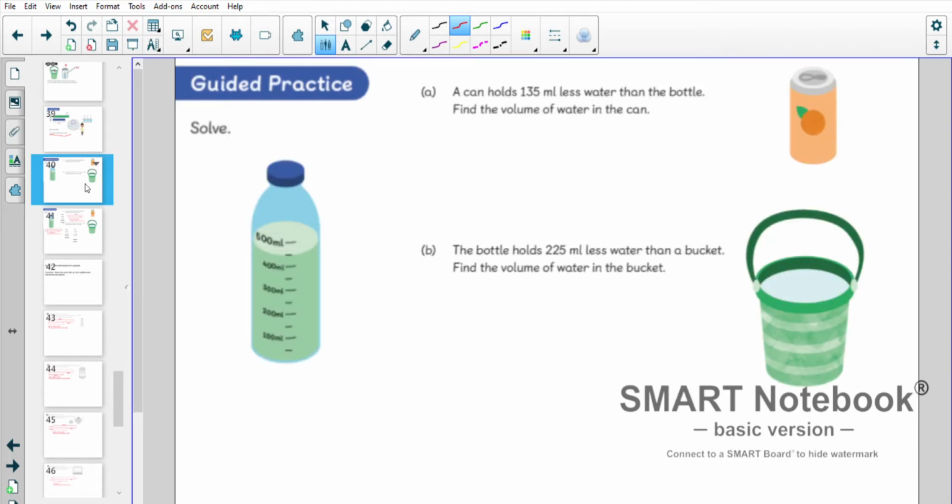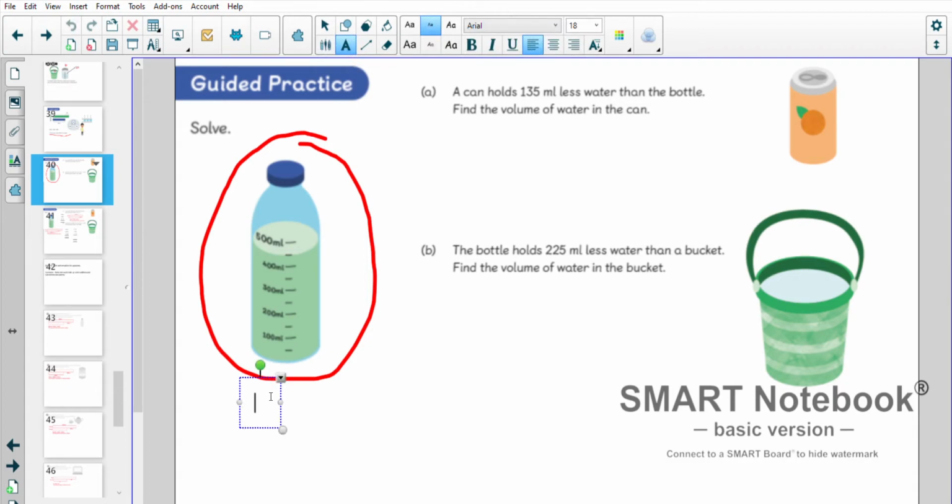Now, your guided practice today is looking at this bottle here. It first wants you to find the volume of liquid in the bottle. It's in between 400 and 500. What's halfway between 400 and 500? Who's got it? Yes, 450 millilitres. I'll put that there in case you can't see it if it's too small. Now, your two questions. I want you to pause the video and work them out. Off you go.